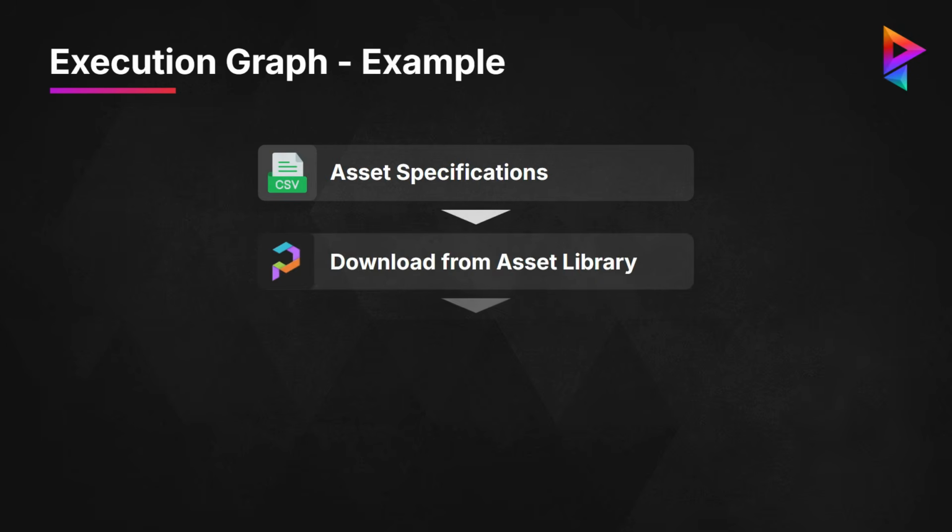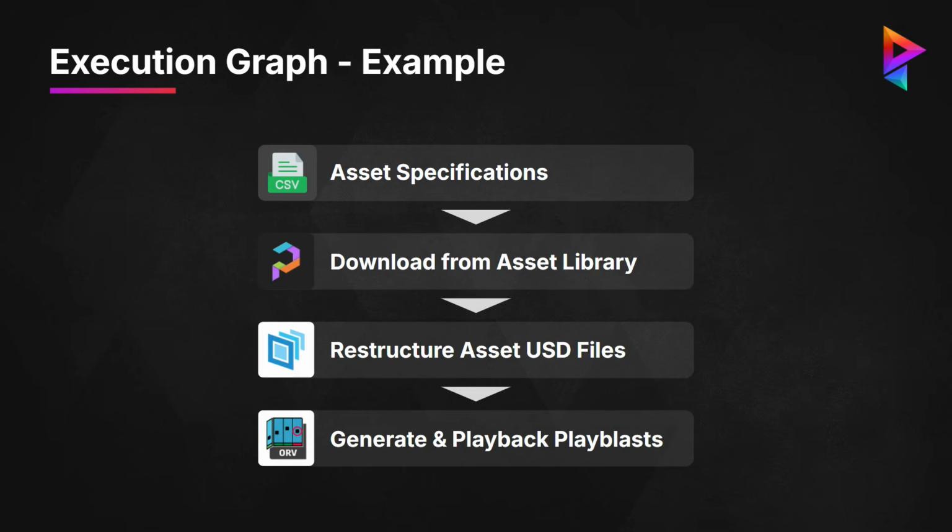And we have an example for the Execution Graph, which basically reads asset specifications from a CSV file. We'll then download it from Polyhaven. In the background, the USD file will be restructured and re-layered to fit the pipeline structure. And at the end, we generate a playblast of the downloaded asset. So let's have a look at the example.